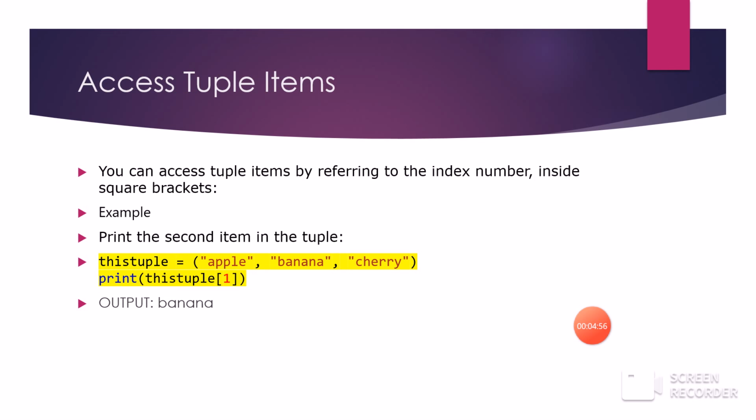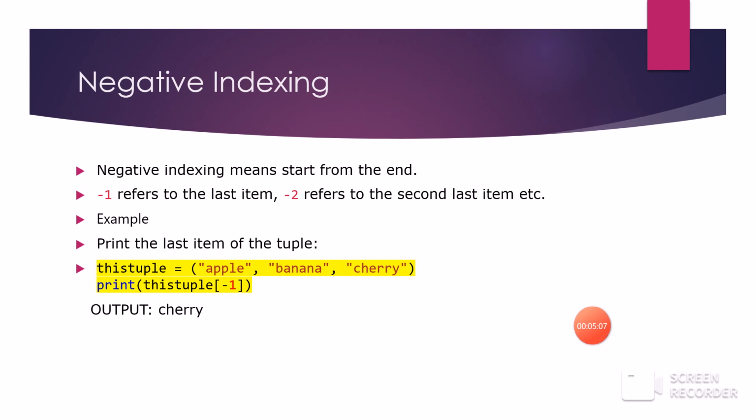So the first item is 0, the second item is 1, and the third item is 2. So in this tuple, index number 1 means it's banana, so the output will be banana. And the third one, negative indexing.